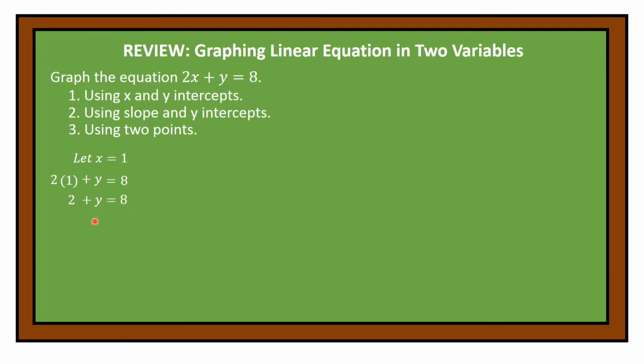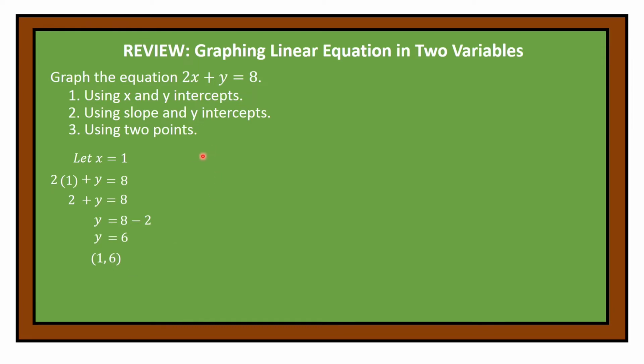So, iwanan natin ang y sa left side. And then, equals 8. So, ang 2 will be transposed. Kaya ito ay magiging negative 2. So, we have here y equals 8 minus 2 is equal to 6. So, meron na tayong first point, which is 1, 6.